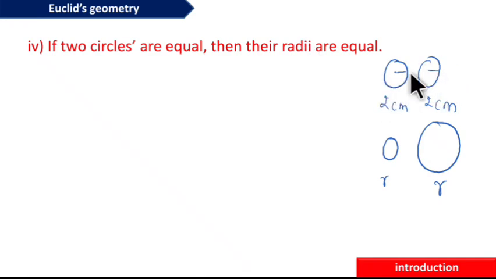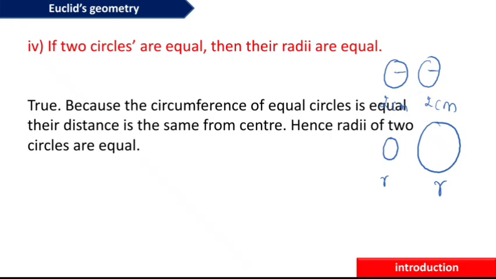If two circles are equal, their radii will always be equal. So this statement is true because if the circumference of the circles is equal, then the radii are also equal.